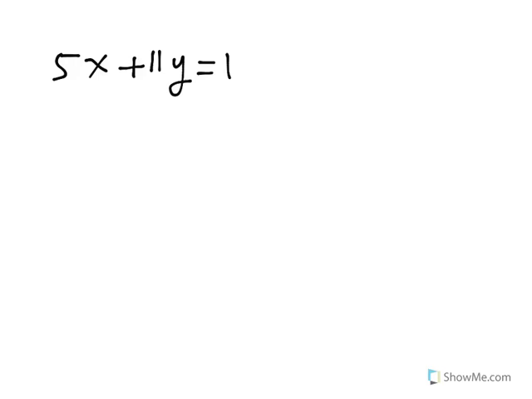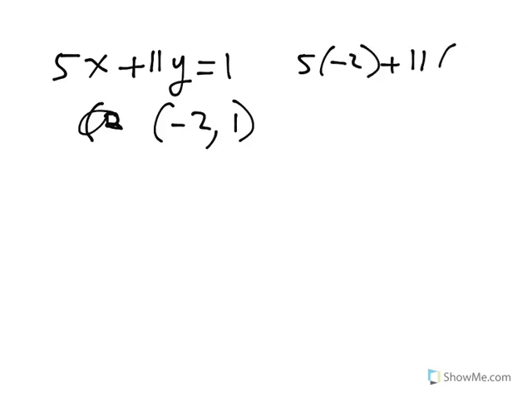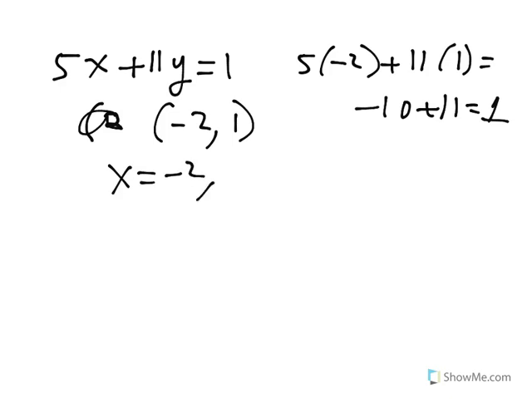An equation like this has many solutions. Using the chart method or whatever method you want, you might look at this and say, well, it seems like one answer is x equals negative 2 and y equals 1, which would get me 5 times negative 2 plus 11 times 1, which would be negative 10 plus 11, which would be 1. So x equals negative 2, y equals 1.